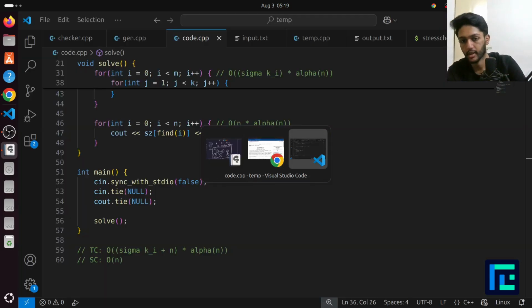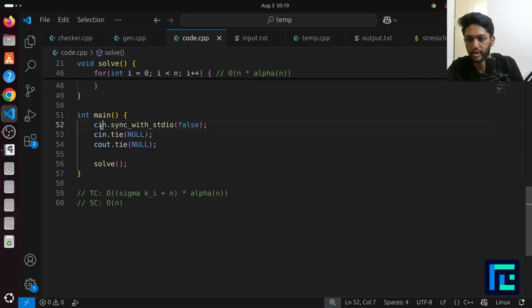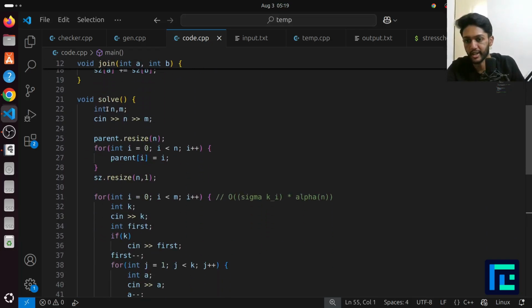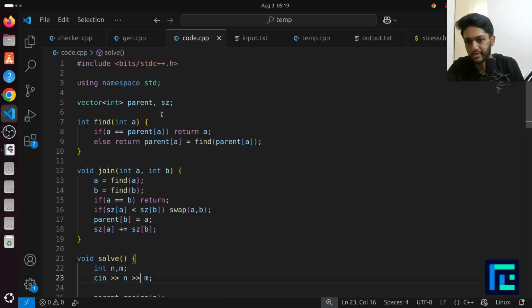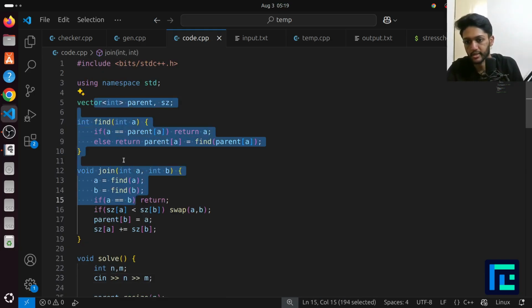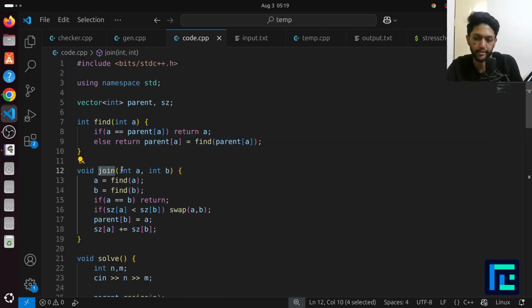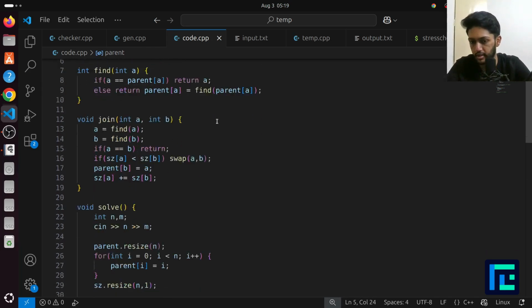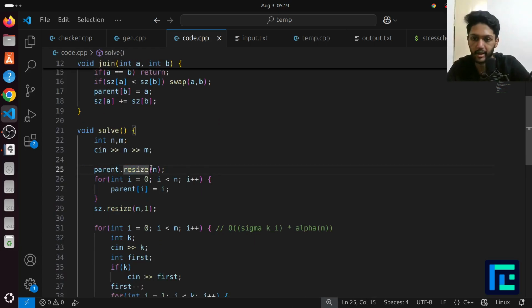Okay, so here in the code I have first of all the fast IO, of course, and the solve function. In the solve function I have int n, m, and I have the DSU code, that is the find and join functions, that is find set and union sets if you may, and I have the parent array and the size array, right? So I'll resize the parent array, like I'll initialize it where parent of i equals i, because initially there are no edges, right? And the size of every component is also 1, so size dot resize n comma 1.